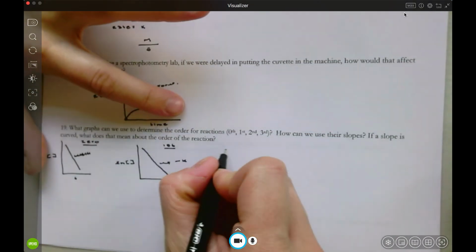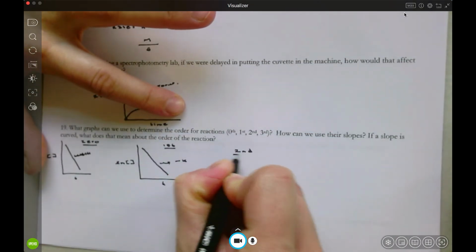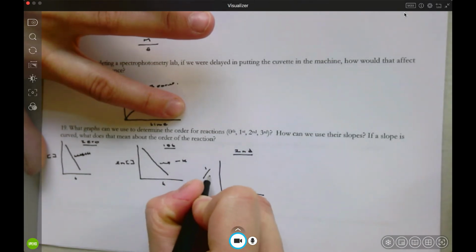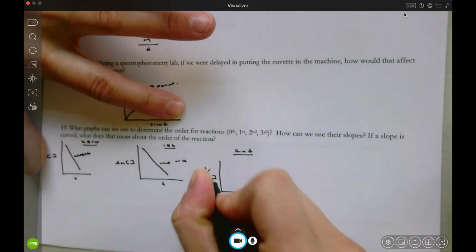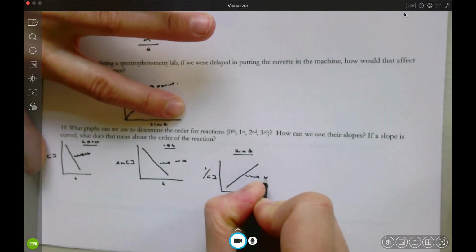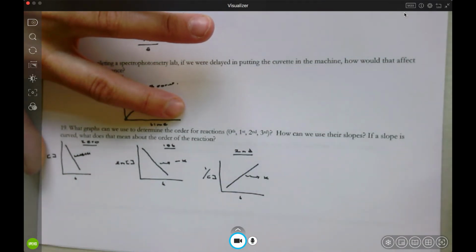Second order, one over concentration versus time. It's going to have a positive linear slope. The slope of that will be your K value. Okay? Third order, we never created a graph for that. You just need to know these three.